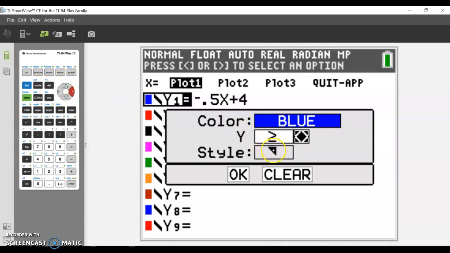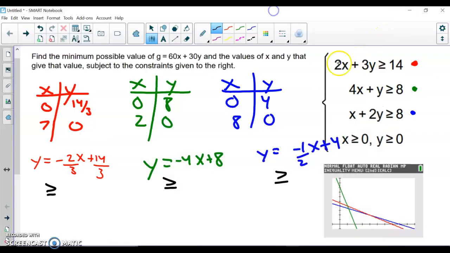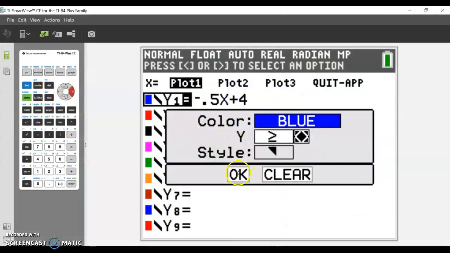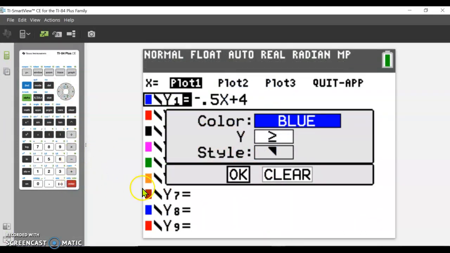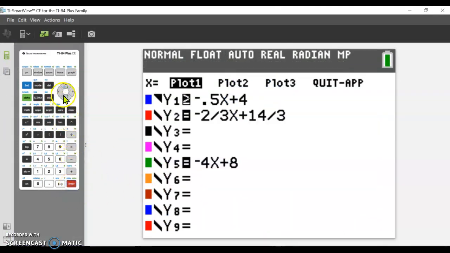If you have an older calculator, you keep hitting enter on that little line where it says y equals until you get this symbol here. This is the old symbol for greater than or equal to, but this newer operating system tells you this to make it a little more user-friendly. Okay, so we're going to do that for all of them because they're all greater than or equal to. So we'll hit OK here, and then we'll go down and do the same thing.